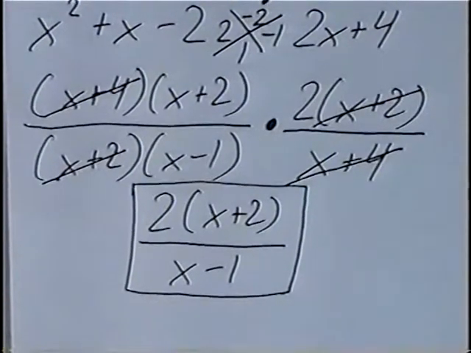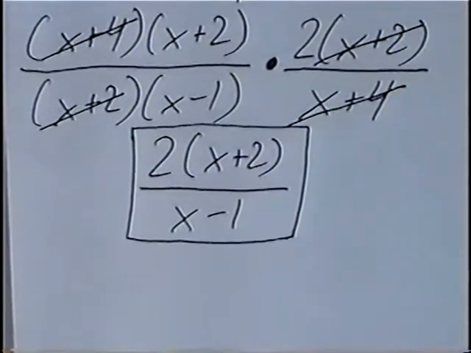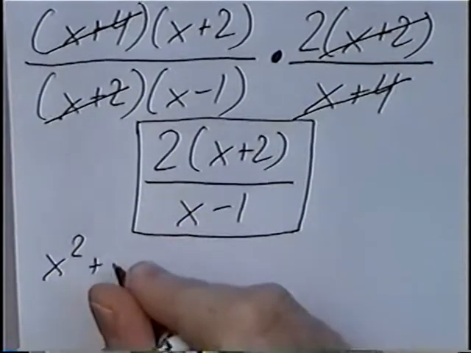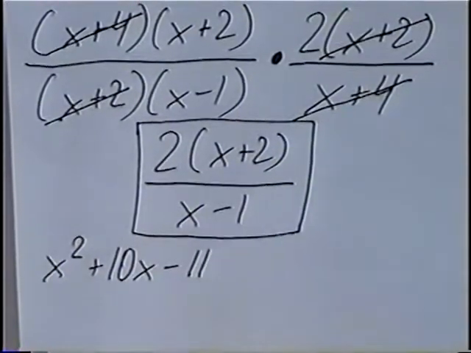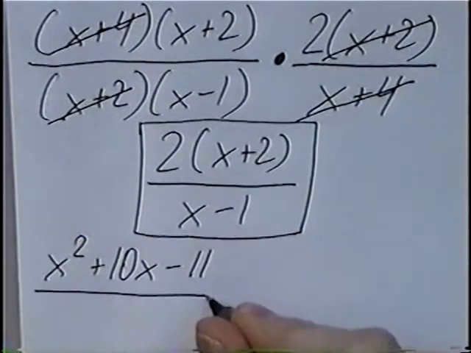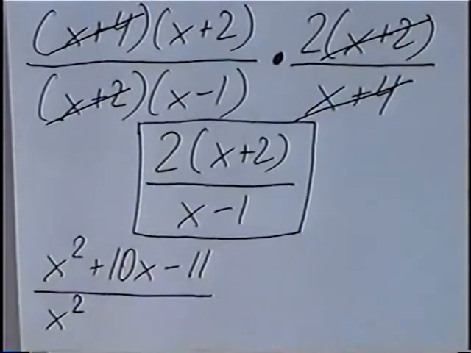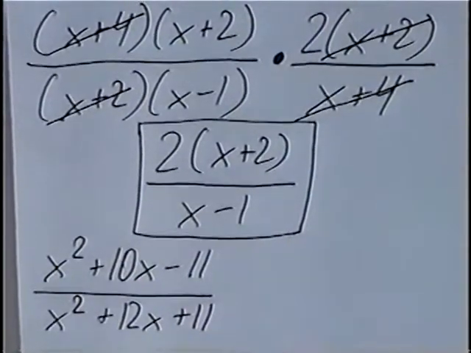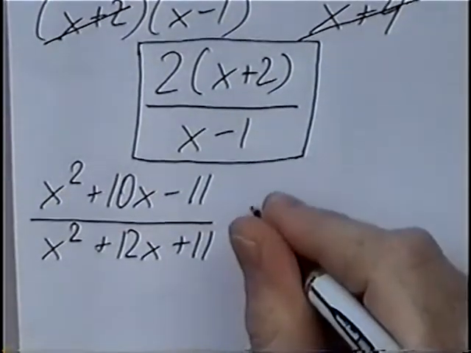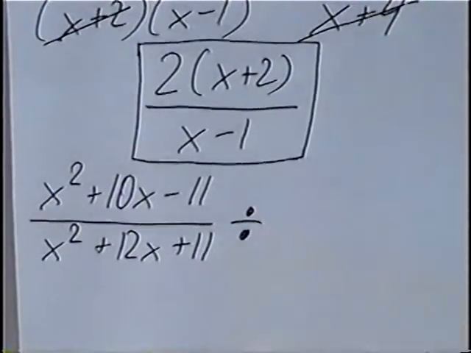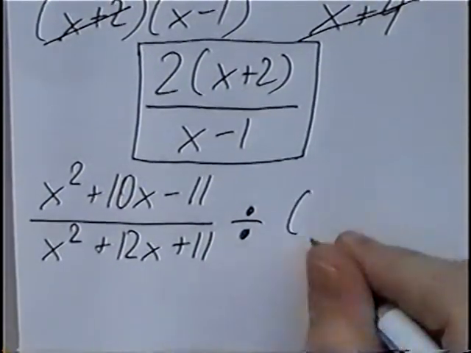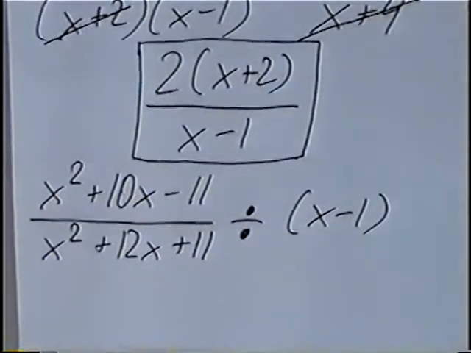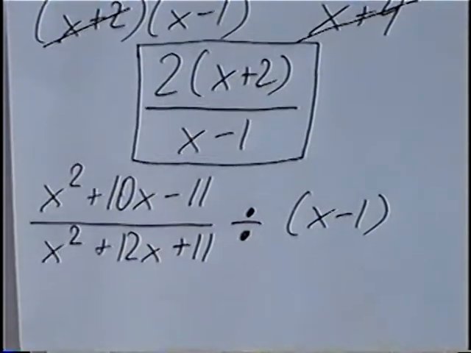Second question, and last question for the section. The first fraction we have is x squared plus 10x minus 11 divided by x squared plus 12x plus 11. And dividing by a second fraction, or second term, which will be x minus 1. For this problem, we have a fraction divided by a single term.